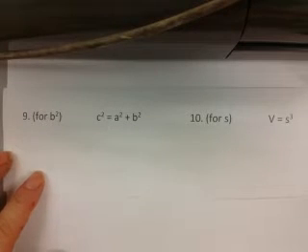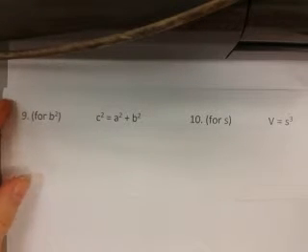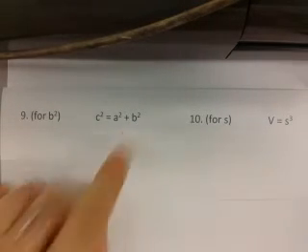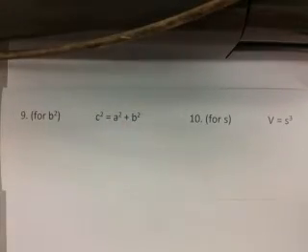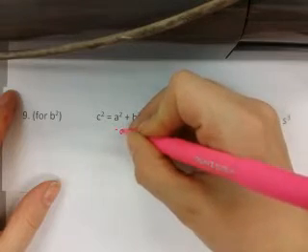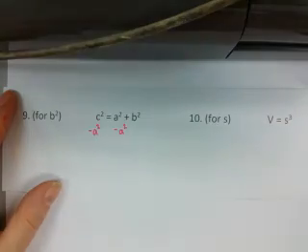Okay, now on the back of your paper, you have to be really careful to answer the question that they ask. In problem number 9, they simply ask you to solve for b squared. A lot of people tried to make this problem harder than what it was. We only need b squared by itself. So what's happening to b squared right now? It's being added to a squared. Well, that's easy to undo. We're going to subtract a squared from each side of the equation.